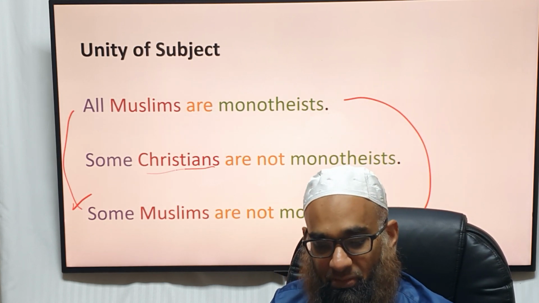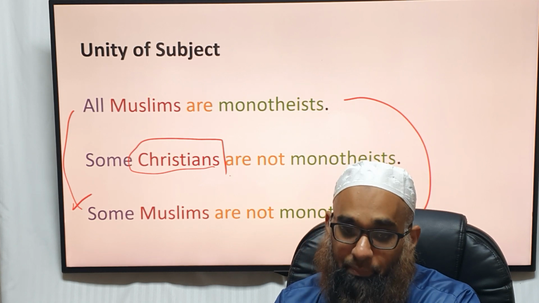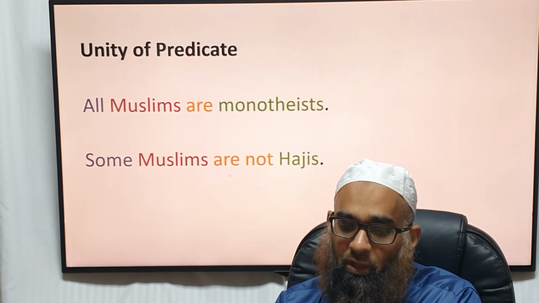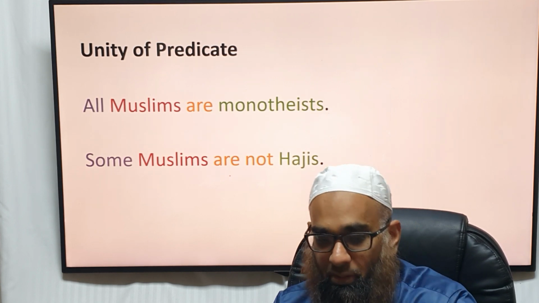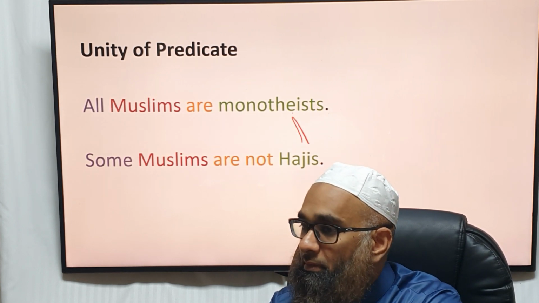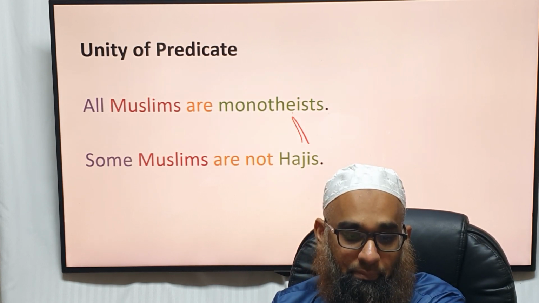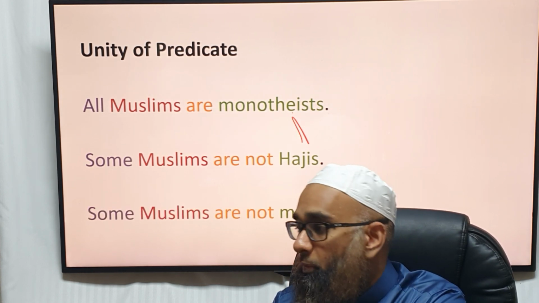This is basically not the same subject, so it doesn't matter here. Predicate: All Muslims are monotheists. Some Muslims are not Hajis. Contradiction? How is that a contradiction? You're talking about two different things. You get it? What's the real contradiction of this? Some Muslims are not monotheists.